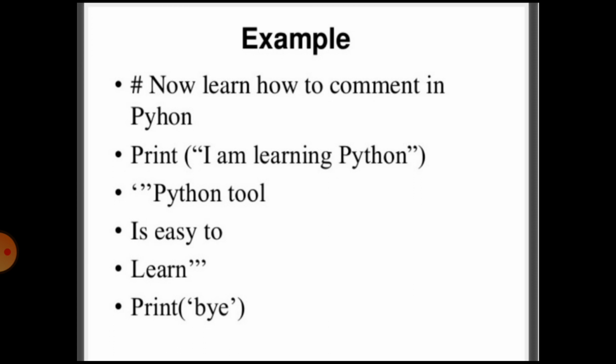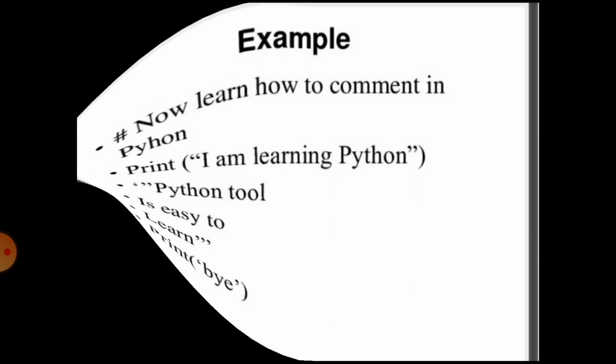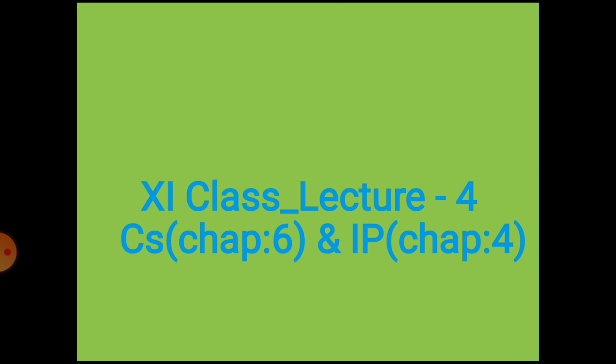So it will display two lines only. After execution of the program, it will display two lines. The first line, "I am learning Python", and the second line, "bye".